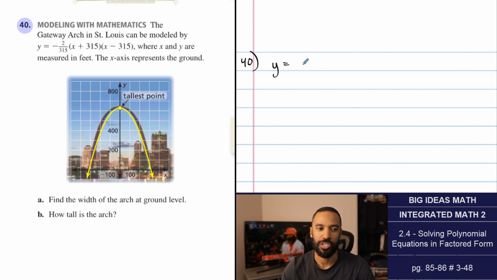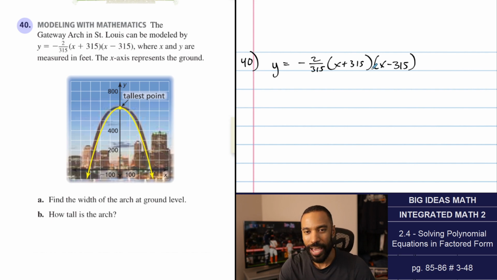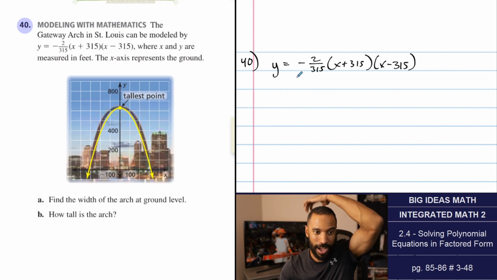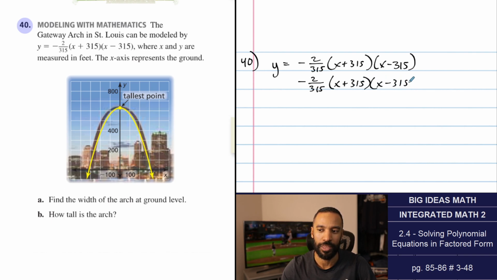So once again, we have this equation here: x plus 315 times x minus 315. Now, as much as the zero product property would say x is negative and positive 315, you don't do that unless it's set equal to 0. This is set equal to y. Because the x-axis is ground level, though, we will be setting that equal to 0. But don't skip any steps along the way. Set it equal to 0 before you solve. Otherwise, you're not solving for the right thing. You're going to end up doing it when it's set equal to y, and then it'll be wrong.